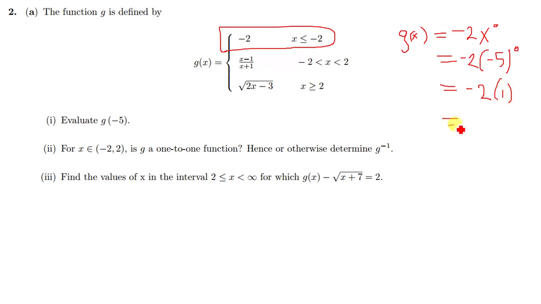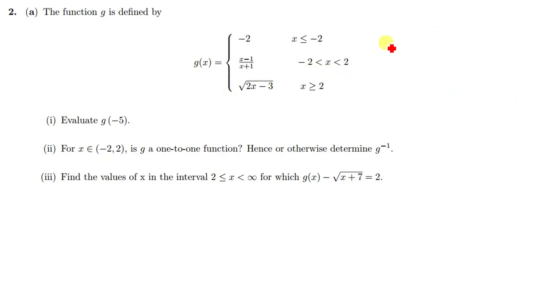As a result, we just go back to the same negative 2. So this is done, the first part is done. Move on to the second part. The second part is saying for x being a member of this, meaning this is the interval that we've been given, meaning this is just the same as this part here. There's no difference. So in this interval, is g a one-to-one function, hence or otherwise determine g inverse of x. The time I was solving this on paper, I never saw that there was this question.